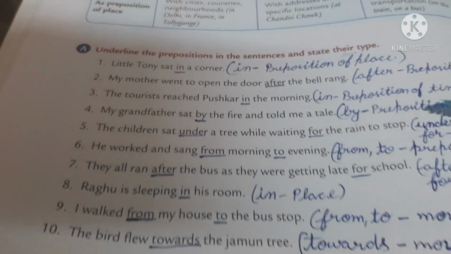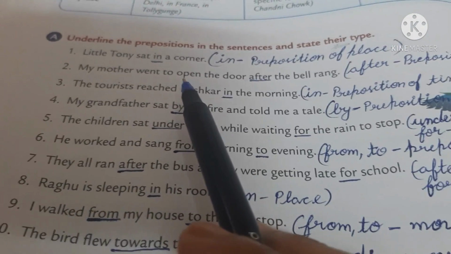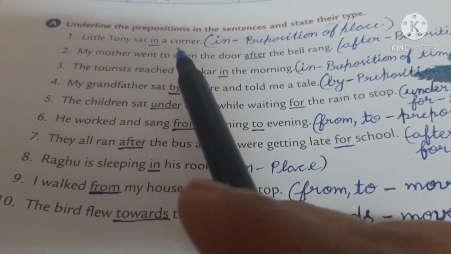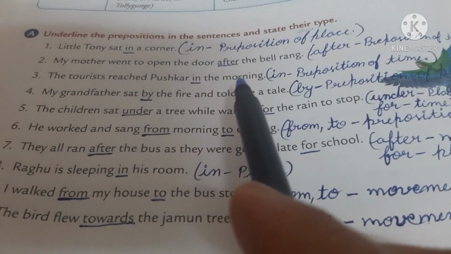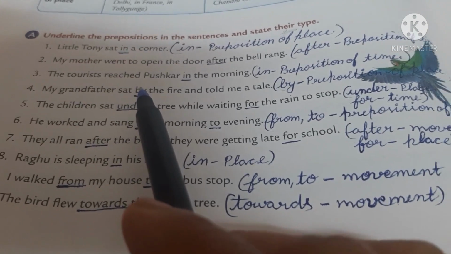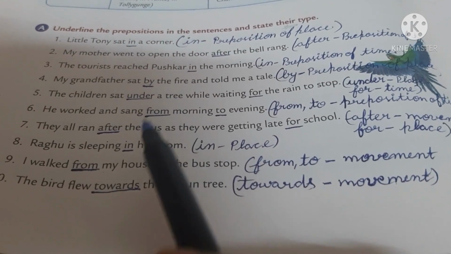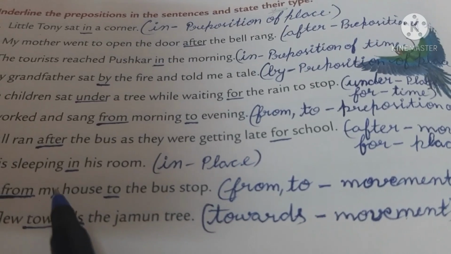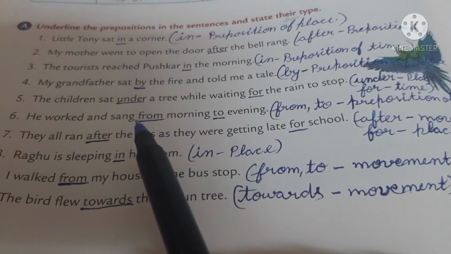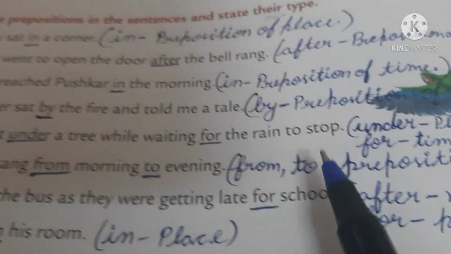Underline the preposition in the sentences and state their type. Little Tommy sat in a corner. So in is preposition of place because it's telling where little Tommy is sitting. My mother went to open the door after the bell rang. After is preposition of time. The tourist reached Pushkar in the morning. In is preposition of time. My grandfather sat by the fire and told me a tale. So by is preposition of place. The children sat under a tree while waiting for the rain to stop. Under is preposition of place and for is preposition of time.